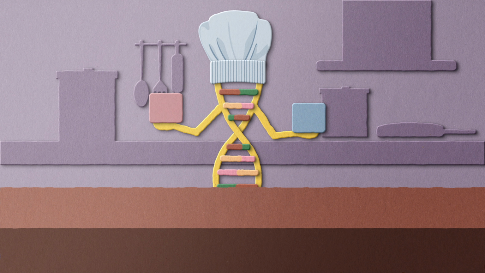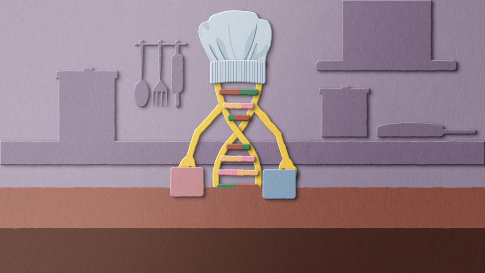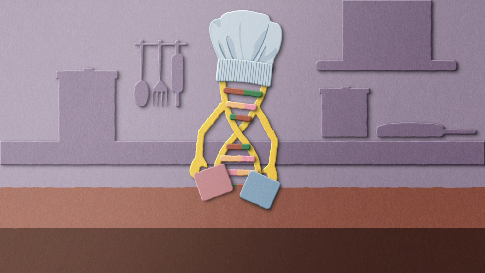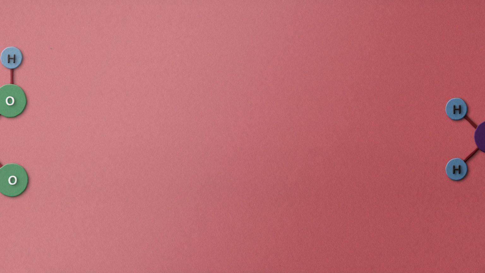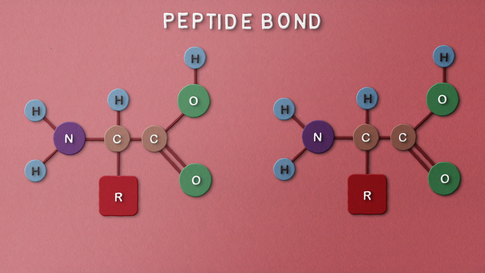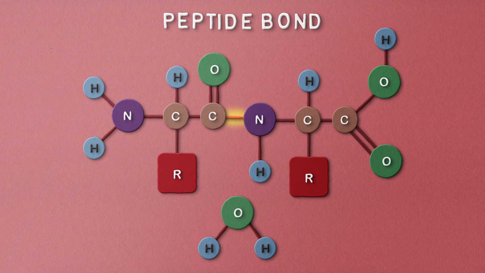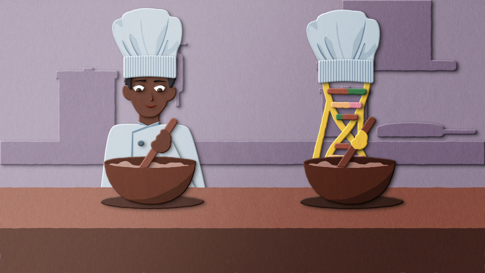So, based on the structure we just talked about, how do amino acids link together? Amino acids link together with peptide bonds, joining the carboxyl group of one amino acid to the amino group of another. This combination releases a water molecule and the process continues until a whole chain is formed. Truly the icing on the cake.